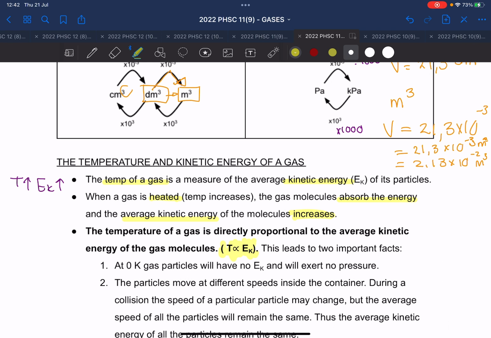So this leads to the following facts. At 0 Kelvin, or absolute zero, you remember, where there's no more kinetic energy, the gas molecules will no longer move, so there's no kinetic energy and no pressure.